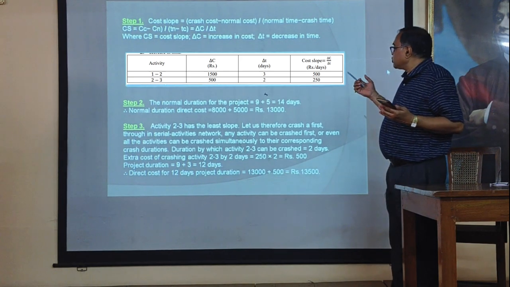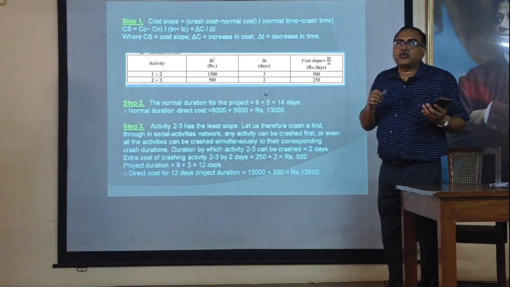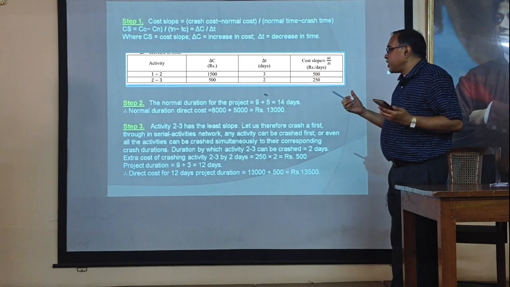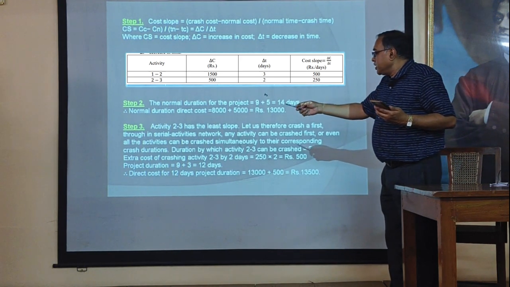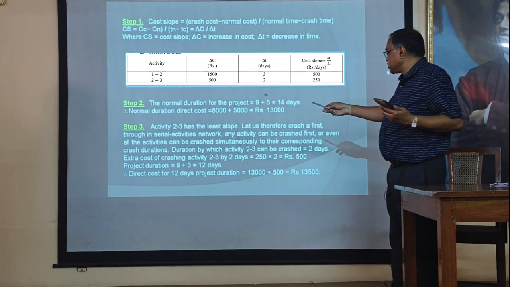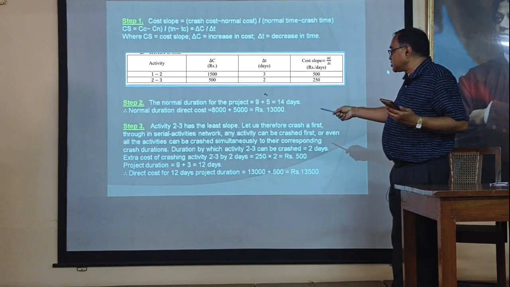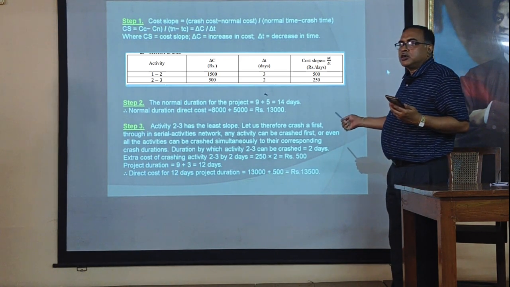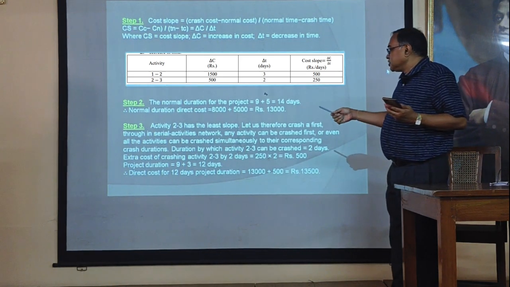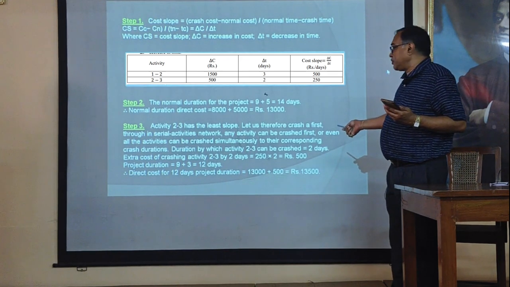We have to calculate the slope first, and we can start from the least value of the cost slope. Now, first we crash the activities by their corresponding crash durations, by which activity 2, 3 can be crashed 2 days. First, we have crashed the second activity for 2 days. And due to this, the extra cost for these 2 days should be rupees 500.